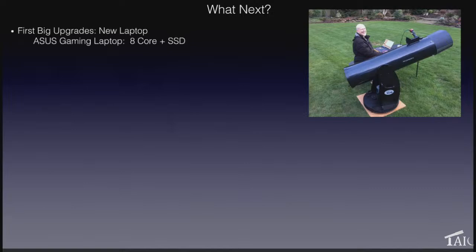So I did upgrade my system. My daughter's laptop was too slow even for planetary. So I got a gaming laptop, an 8-core with SSD. But the problem is that this was last May. It wasn't planet season anymore. The moon wasn't up and there were no sunspots visible. And I was kind of bored. I wanted to shoot something with my telescope.